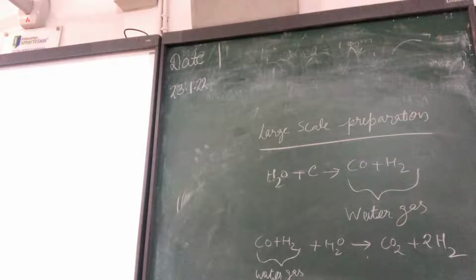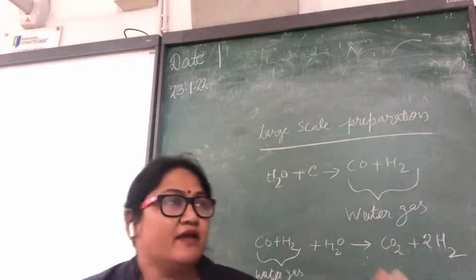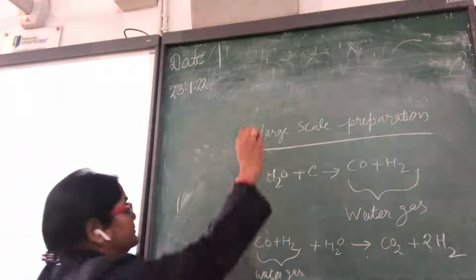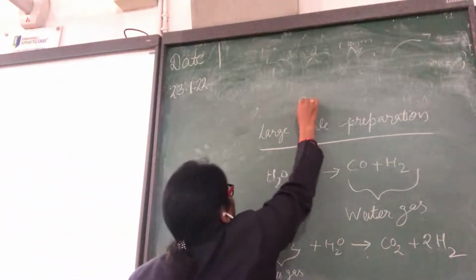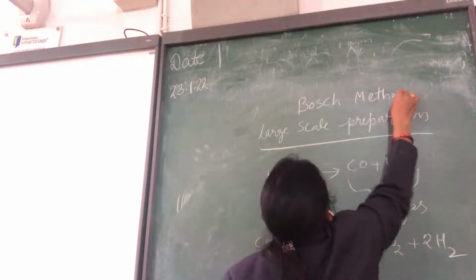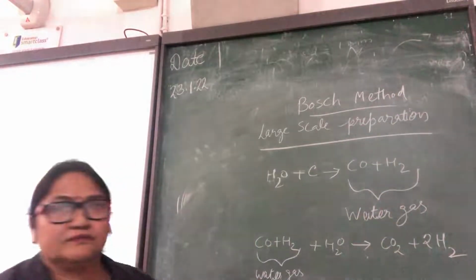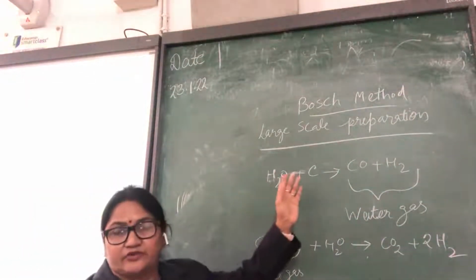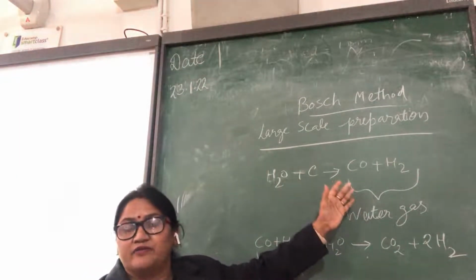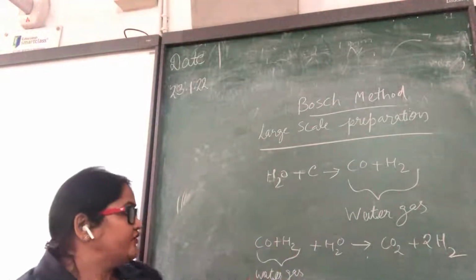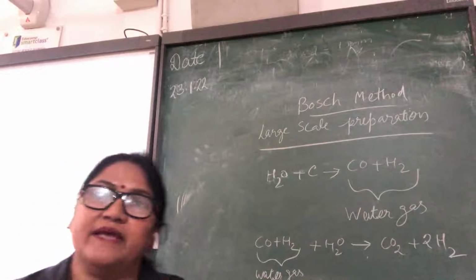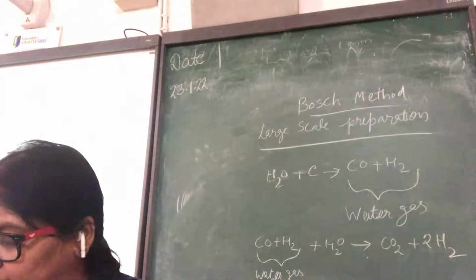Whenever we want to prepare hydrogen on a large scale, we use this method, and this is called the Bosch method, for preparing hydrogen on a large scale. In this, water reacts with carbon, forming water gas. What is very, very important: what is the formula of water gas? It is CO plus H2. This water gas again reacts with water, forming carbon dioxide, and hydrogen gas will be liberated.